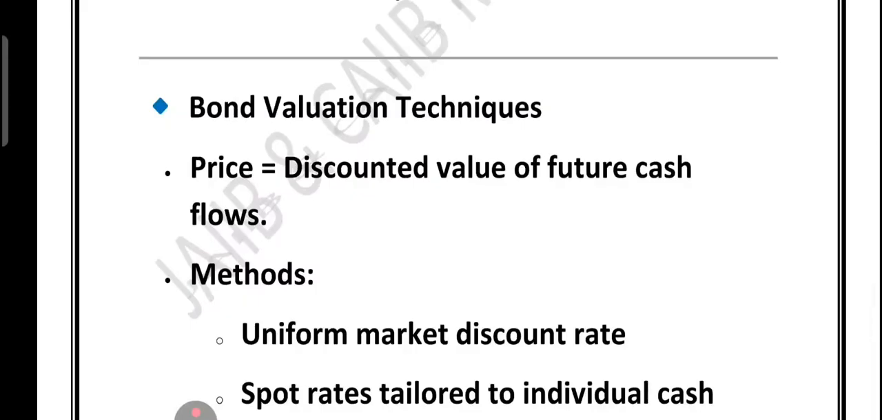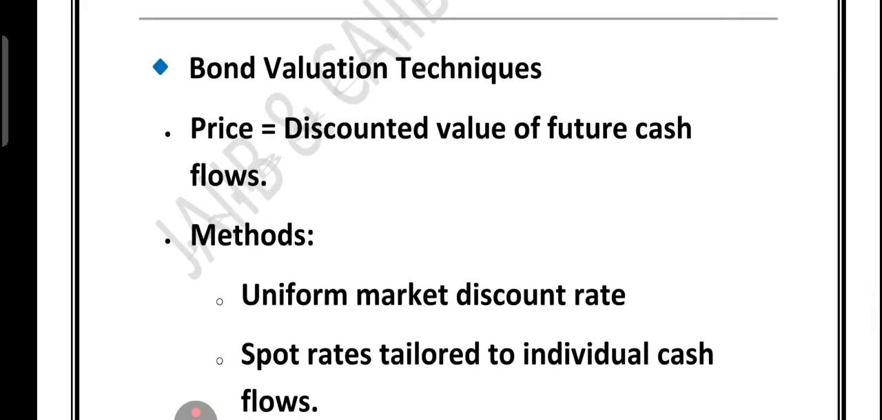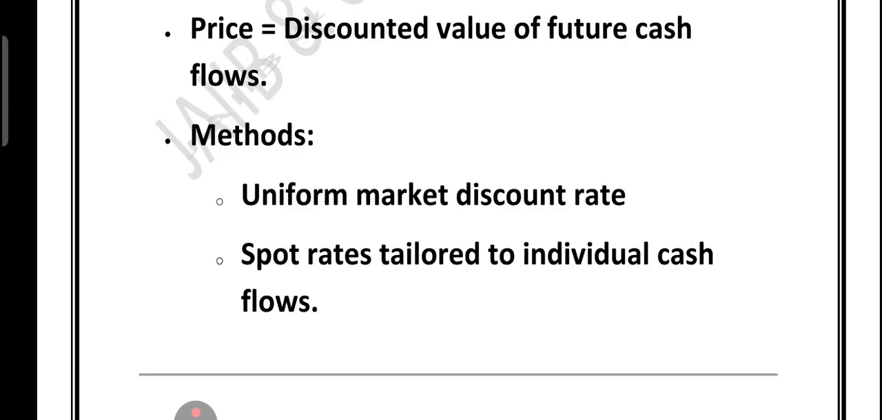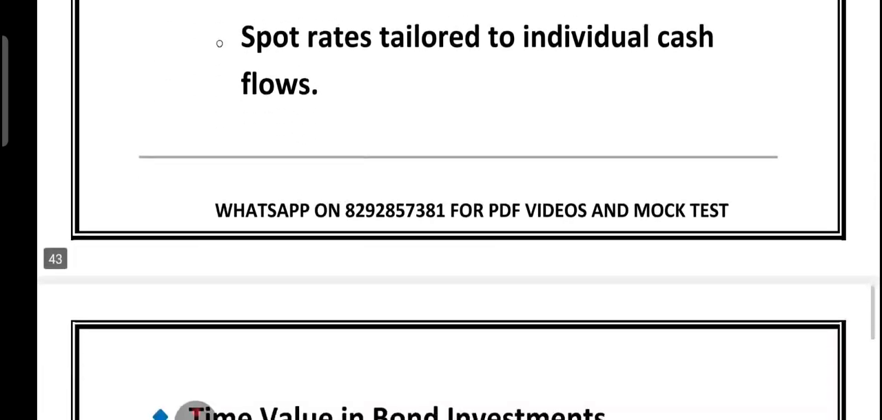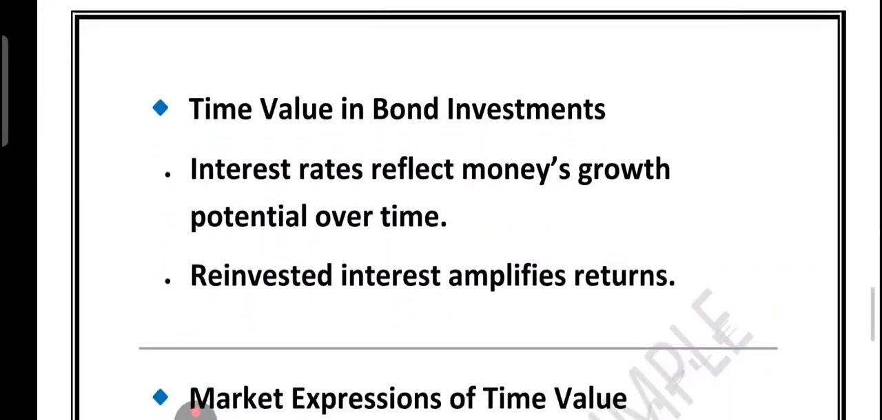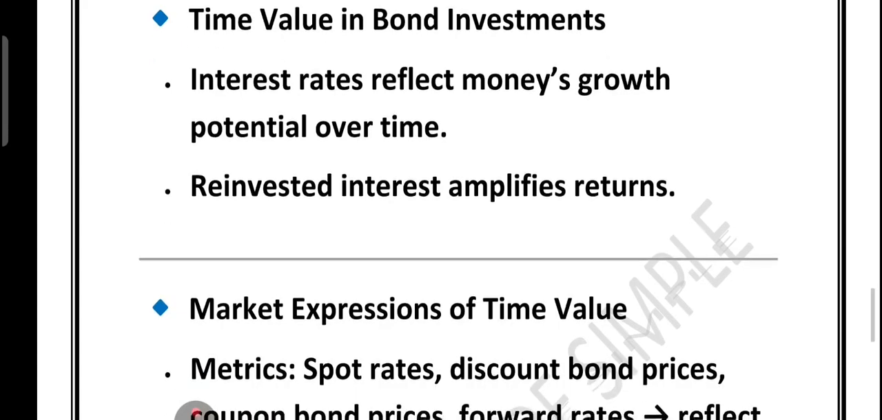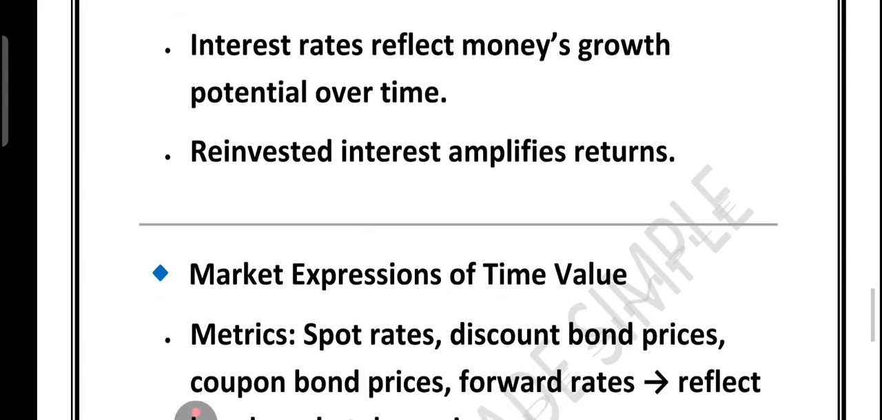Then we have some techniques for bond valuation. The price of a bond is essentially the discounted value of a future cash flow, right? So valuation methods include, first, using a uniform market discount rate. Second, using a spot rate tailored to each individual cash flow. Third, time value in bond investment, which means interest rates reflect how money can grow over time. When interest is reinvested, it can significantly amplify the return.